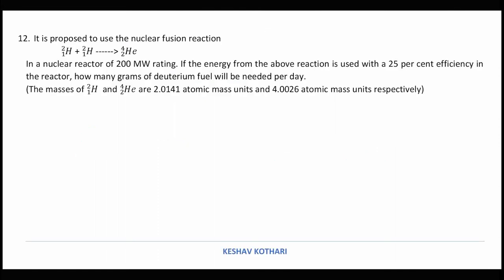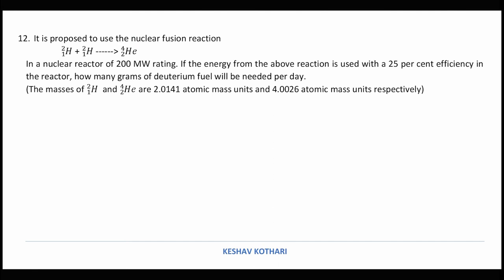It is proposed to use the nuclear fusion reaction where two deuterium nuclei are combined together to give a helium nucleus in a nuclear reactor of 200 megawatt rating. If the energy from the above reaction is used with a 25% efficiency in the reactor, how many grams of deuterium fuel will be needed per day?